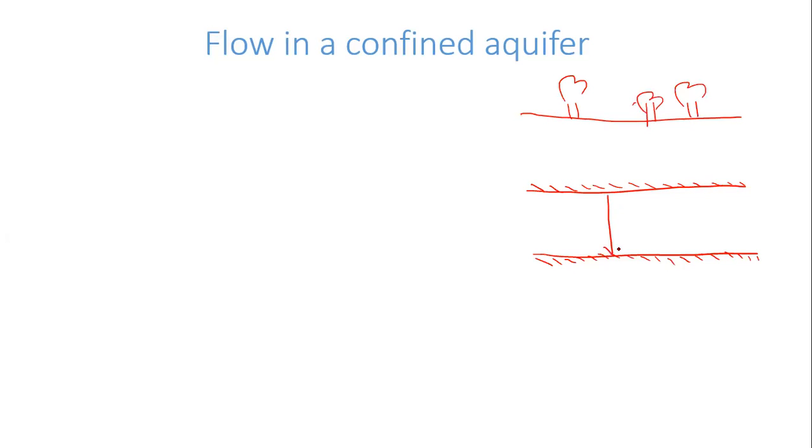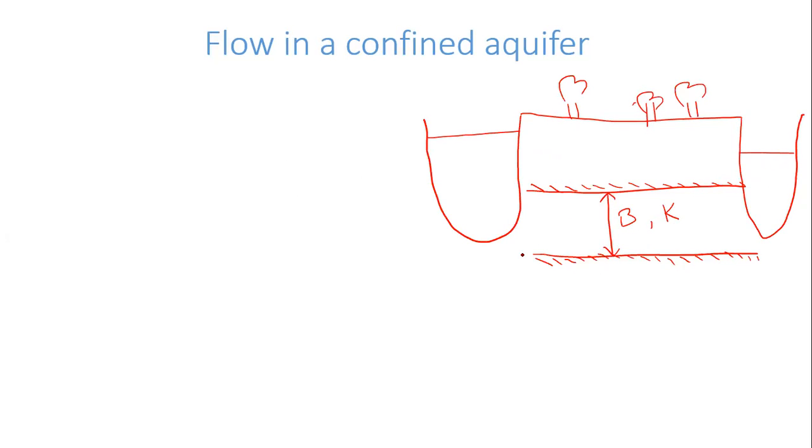Let us assume that the thickness of this aquifer is constant, and it has a hydraulic conductivity of K, which is uniform throughout the entire thickness and throughout the entire length of this aquifer. Let us say I have a big river on one side, and another big river on the other side. The water level is somewhere over here, and over here. For the sake of simplicity, we'll assume this is my datum.